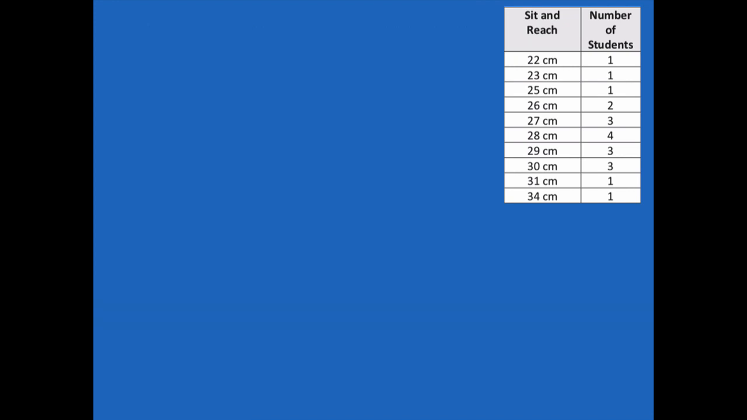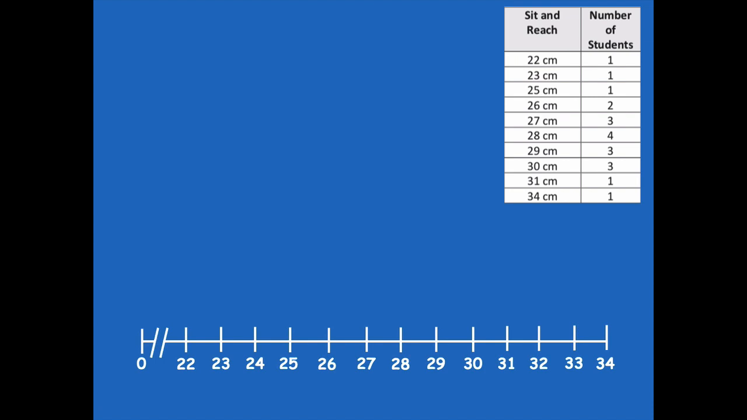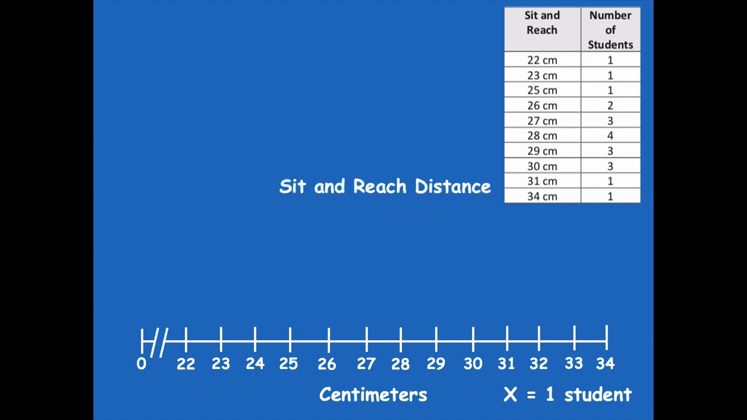All right, friends, pause if you need more time. All right, so here is my line plot. First, I'm starting with my number line. Okay, so notice I have a break in my number line, and I can go from 0 all the way to 22, but only because I put in those 2 lines to show that break. Okay, and then we have to go all the way to 34 and include every measurement from 22 to 34, even if those measurements are not included on my chart. So we measured in centimeters, and each X equals 1 student. My title is the sit and reach distance.